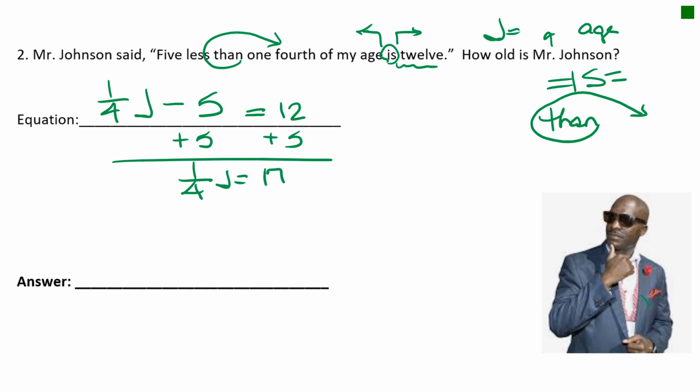Remember, when we have a fractional coefficient, we're going to multiply by the reciprocal, which is 4/1, and that's the same as just plain old 4. 4 on top, 4 on bottom, 1 on top, 1 on bottom. I have J left. 17 times 4 is 68. Oh my goodness. J is equal to 68.